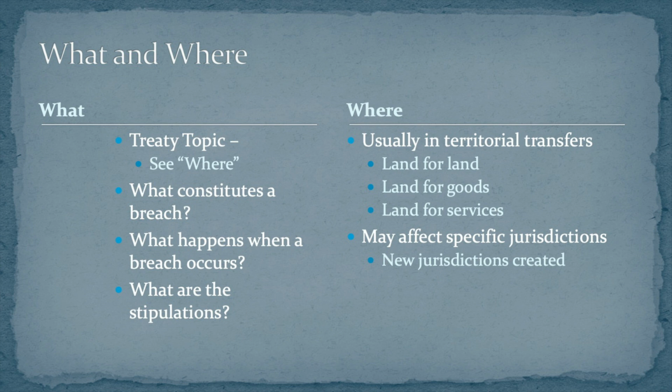So what constitutes a breach when it comes to an Indian treaty? These are just things that I want you to think about. Who has defined what that breach is? What happens when a breach occurs? What are the stipulations that happens? Are there any sanctions that are involved in these treaties?